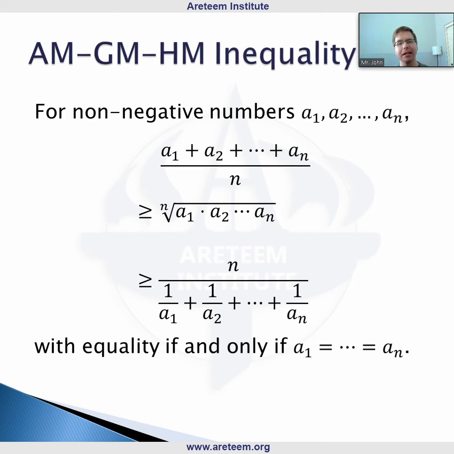So just to clean up and finish, let's look at the total AM-GM-HM inequality. For non-negative numbers, just being more formal in this case, the arithmetic mean, so we add up all of the numbers and divide by n, is greater than or equal to the geometric mean, which is the nth root of the product of all of those numbers, which is greater than or equal to the harmonic mean in this case. And we do have equality if and only if all the numbers are equal.